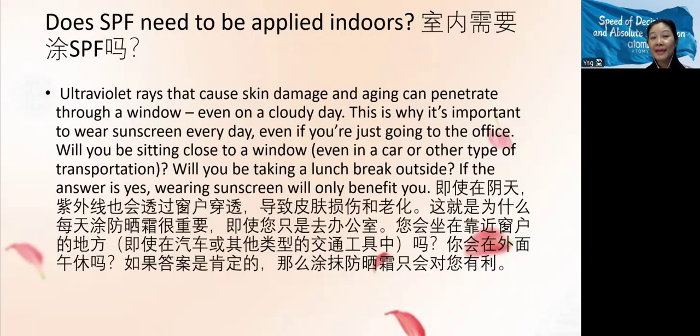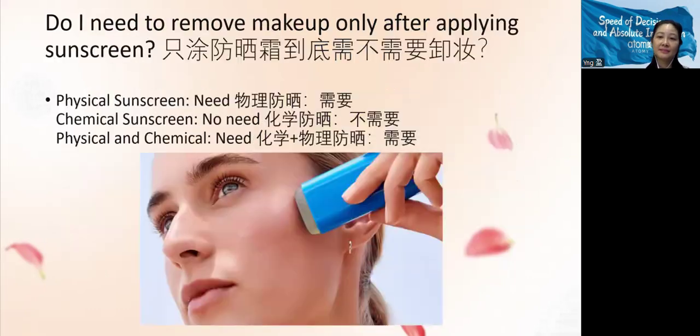Do we need to apply SPF even indoors? UV rays that can cause skin damage and aging can penetrate through a window, even on a cloudy day. This is why it's important to wear sunscreen every day. Even if you're just going to the office, will you be sitting close to a window, even in a car or other type of transportation? Will you be taking a lunch break outside? If the answer is yes, wearing sunscreen will only benefit us.